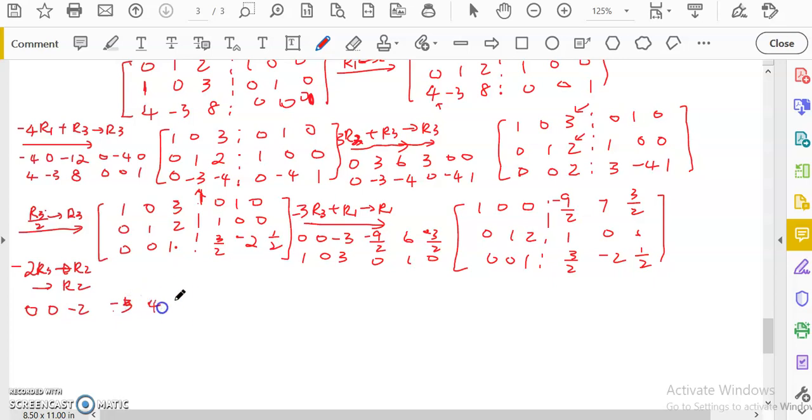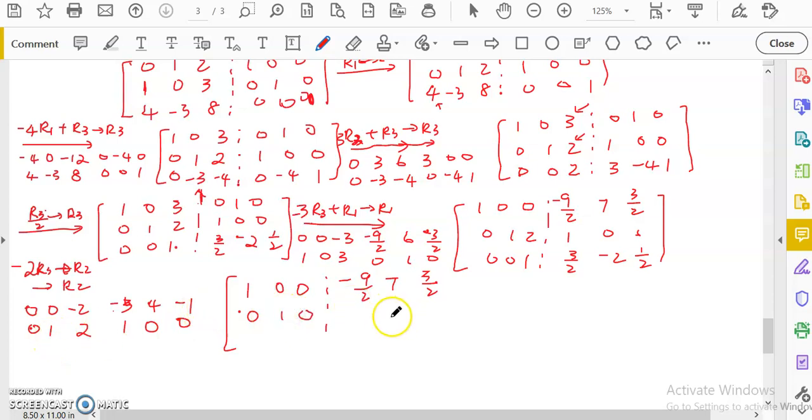And 4, and negative 1, and then I multiply and add to 0, 1, 2, 1, 0, 0. Put it back into row 2. So 1, 0, 0, negative 9 over 2, 7, 3 over 2, 0, 1, 0, negative 2, 4, negative 1, and then 0, 0, 1, 3 over 2, negative 2, 1 half.